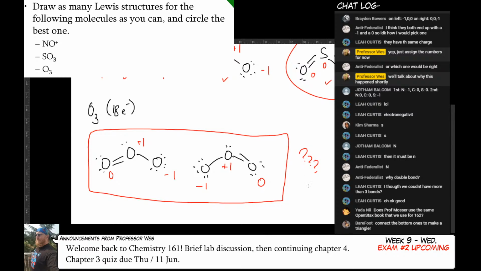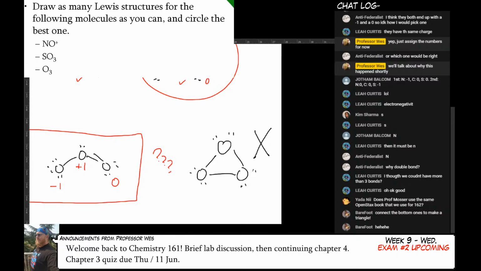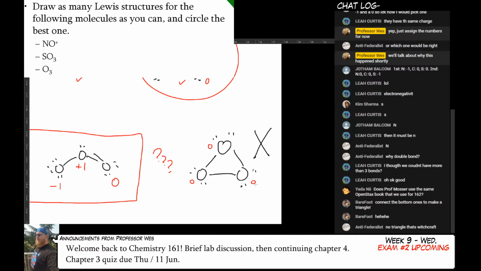Now, the idea that you have in chat there is actually a really good idea. What the heck is preventing us from doing this? Because now if I calculate formal charges, they're all 0, and this is super awesome. Except there's already this giant X next to it. Why is that not allowed? And this is the part where models break down. There is a very specific reason why this doesn't happen.